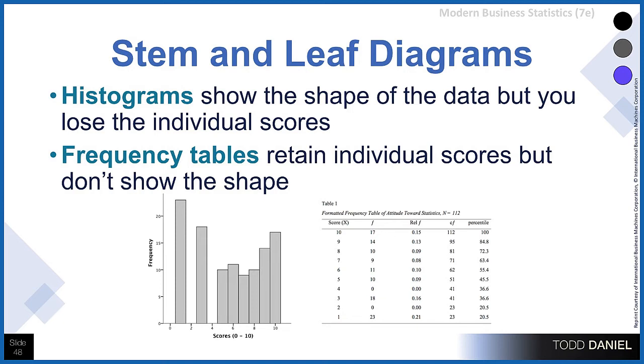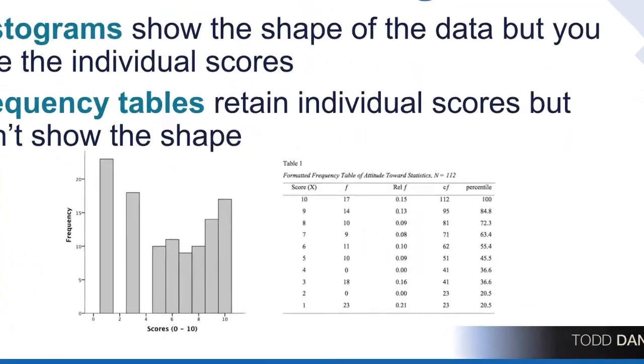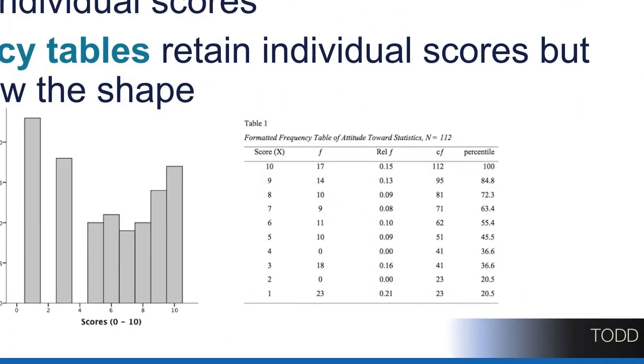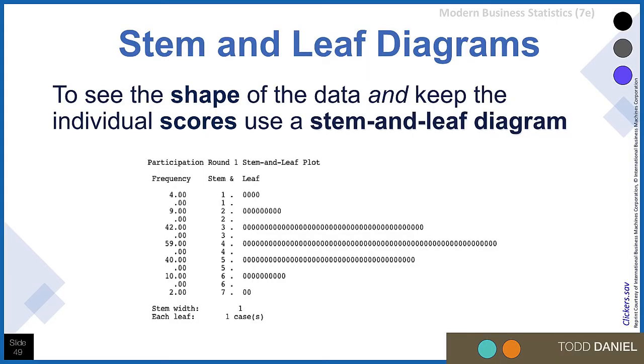So if I ask you how many people scored a 3, especially if those scores have been binned or banded, we've lost that entirely. Now remember, with our frequency tables, we kept the original scores. So if I want to know how many people scored a 3, it was 18. That's easy enough to find in that frequency table, but I can't tell much about the shape of the distribution from this frequency table. What the stem and leaf diagram does is give us the best of both, preserving the actual scores and showing us the shape of the distribution.